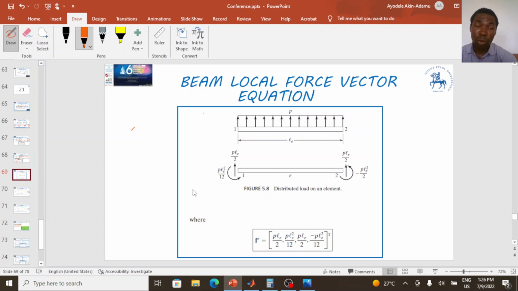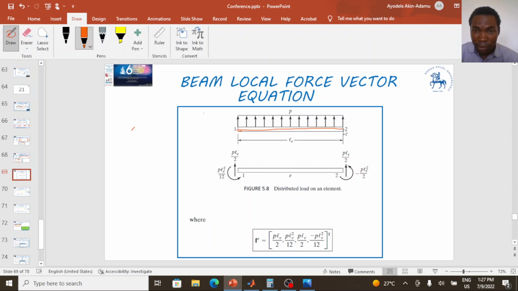Next, after we have computed our local stiffness matrix, we do what we always do. We assemble the local stiffness matrix into a global stiffness matrix. After we've assembled the global stiffness matrix, we might need to modify it with our support boundary condition. After that, you define your force vector, and this slide explains how we define the force vector for a beam finite element.